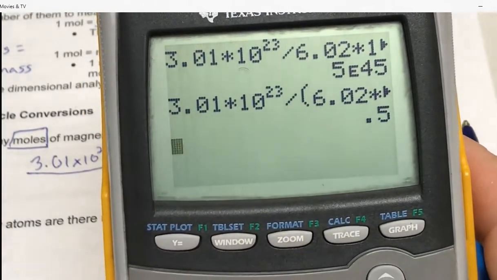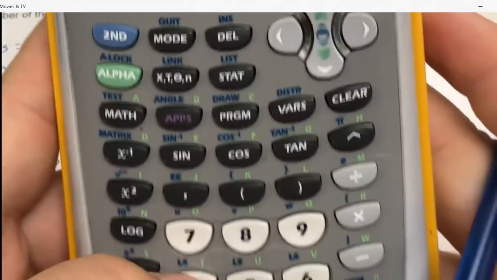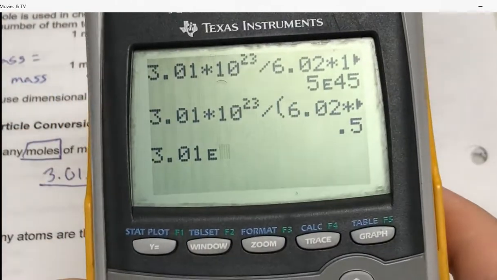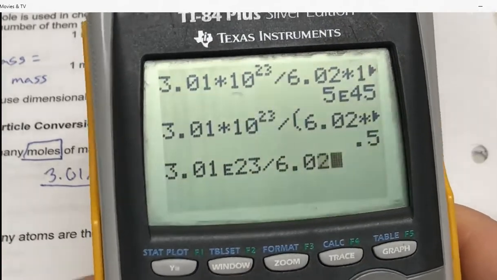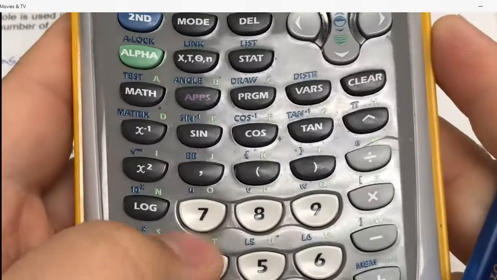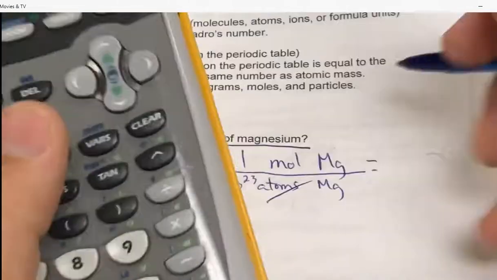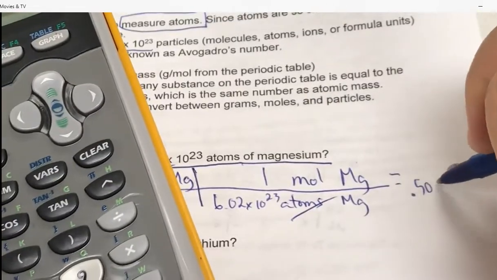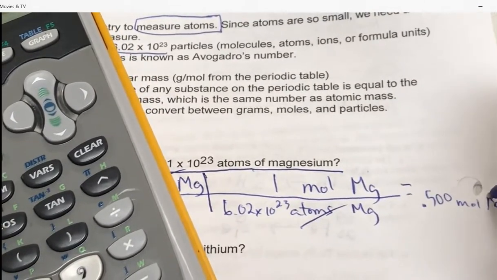I would prefer you to do it this way, 3.01. And instead of times 10, we're going to hit second EE right above the 7. It's the comma, the EE button. And it'll look like that. And then we just type in our exponent, 23. Divided by 6.02, I'll show you again, second EE, which is right above the 7 on the comma, 23, and that is going to equal 0.5. And then, since we have 3 sig figs, it's going to be 0.500 moles Mg. I'll work one more on the back for you and show you how to do the other one.